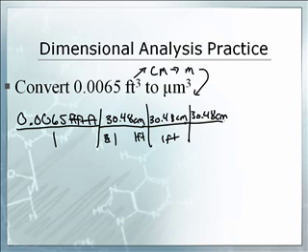There are 30.48 centimeters in 1 foot, so my foot cancels. Now I'm going to do centimeters to meters. What's that? Well, there's 100 centimeters in 1 meter.